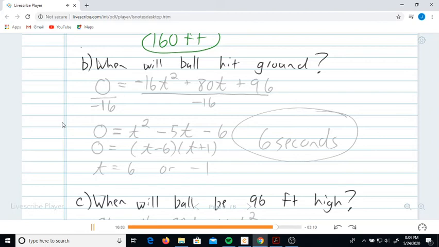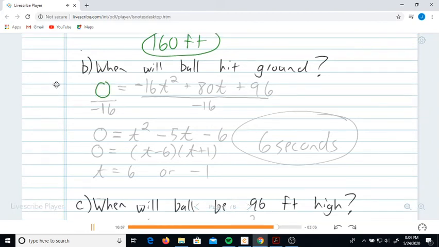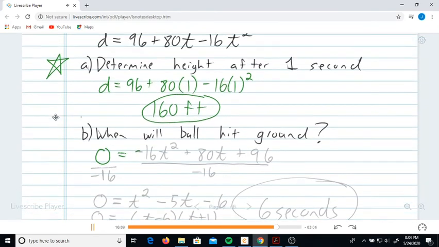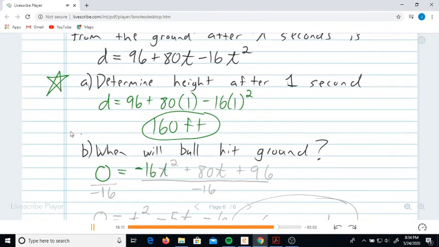Well, the ball will hit the ground when its height is 0. So here we know the height value is 0, so we set height to 0. Now I'm going to rewrite the equation in descending order, like you normally would. And you can see here we have a quadratic equation. Now, it's set to 0, so you can run the quadratic formula if you want.